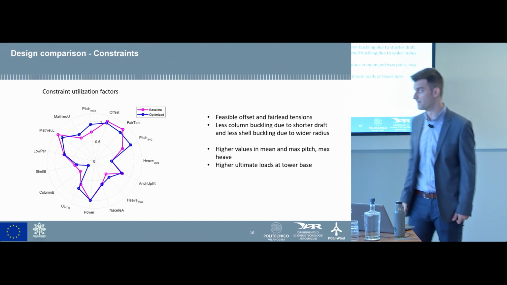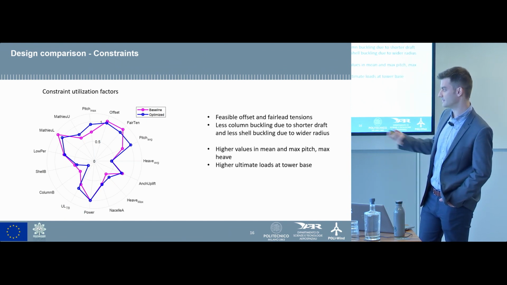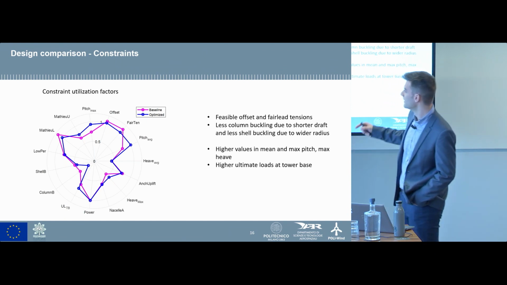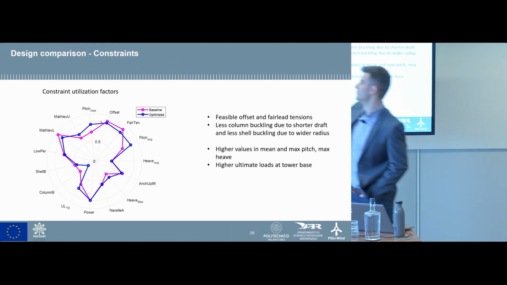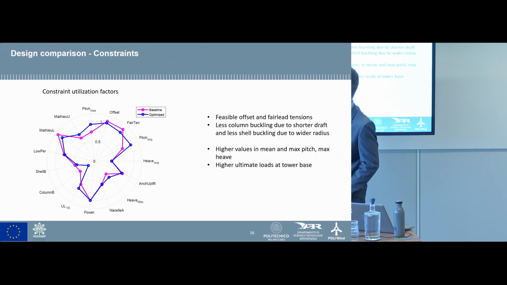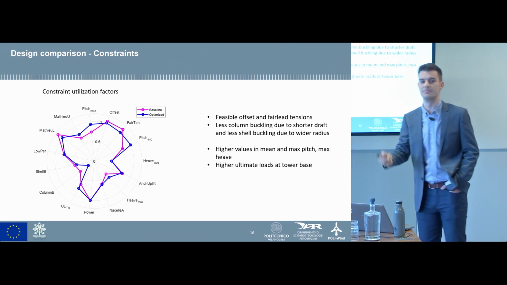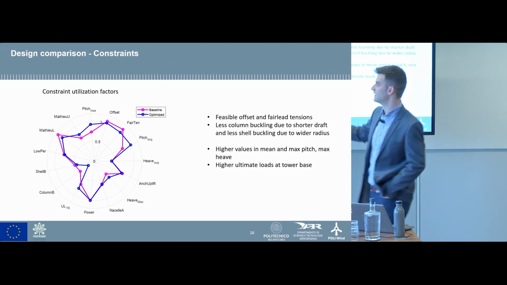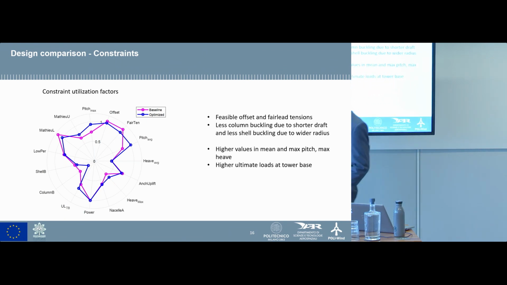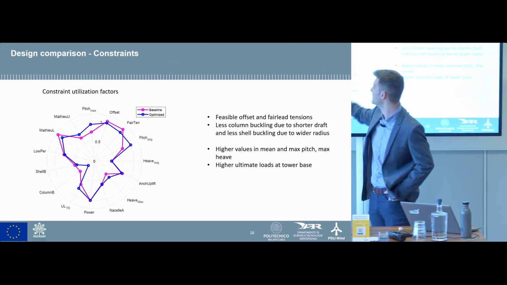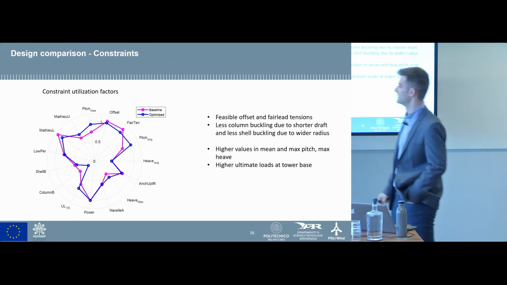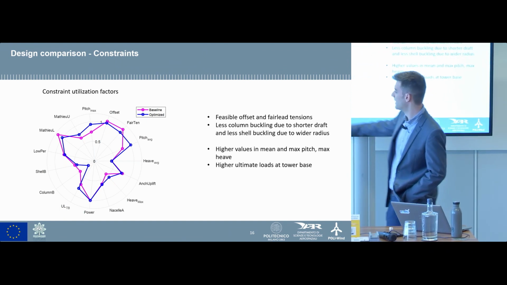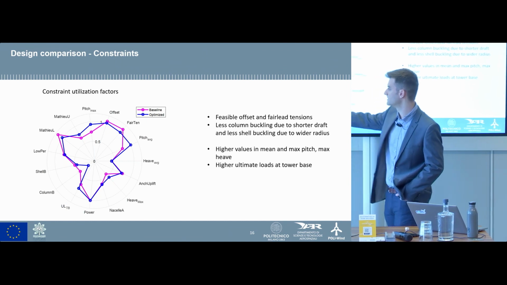rated extreme condition but power production. And we tried to get these values into the feasible region, and we needed to pay the price by sacrificing some of the stability of the platform. As you can see here, the maximum pitch and the average pitch is increased compared to the baseline case. And another negative outcome is that we have higher ultimate loads at the tower base that you can see here.